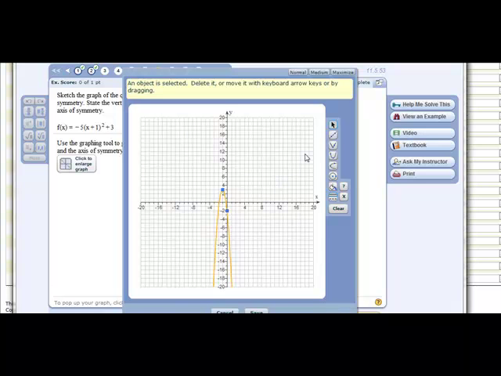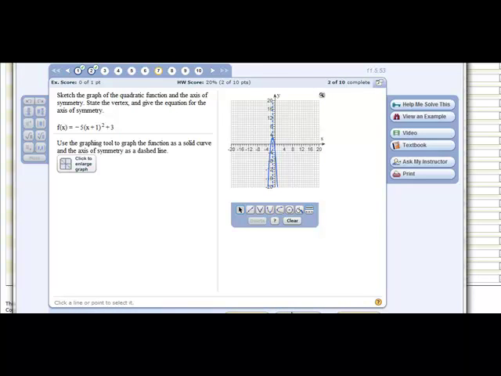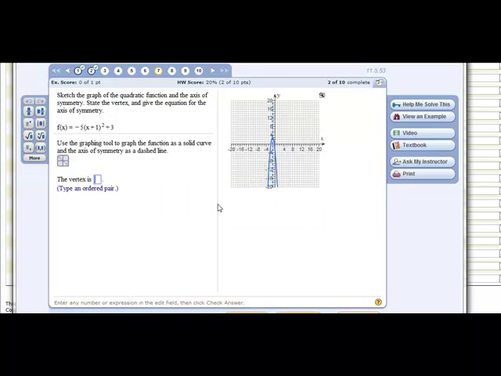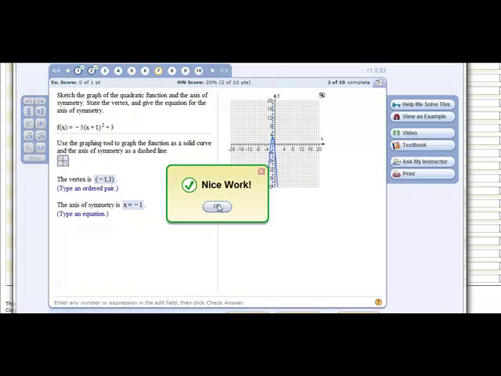I need to also do my axis of symmetry, so I choose my line tool and make a vertical line through the vertex. Make sure it is dashed or it'll be counted wrong. Click save here, and then I'll check my answer. Good job, it says. The vertex is, well, that's the first thing we did. We found that the vertex was at -1, 3. And then the axis of symmetry, if you know the vertex, is just x equals the x value of the vertex, -1.